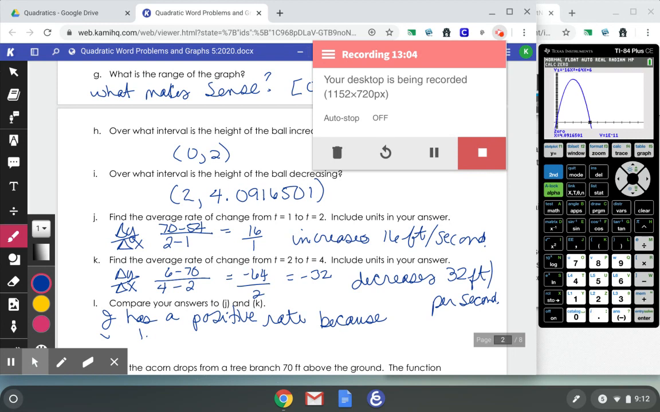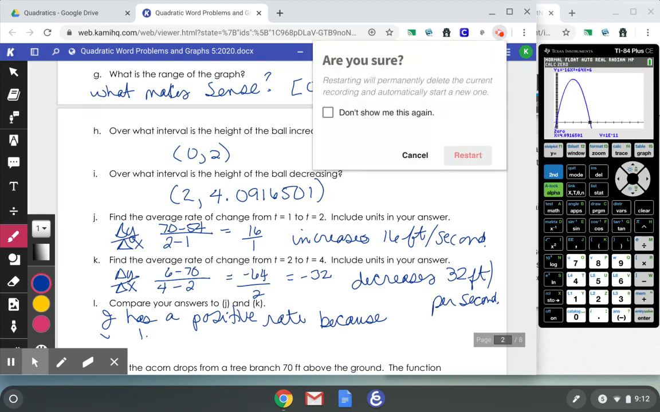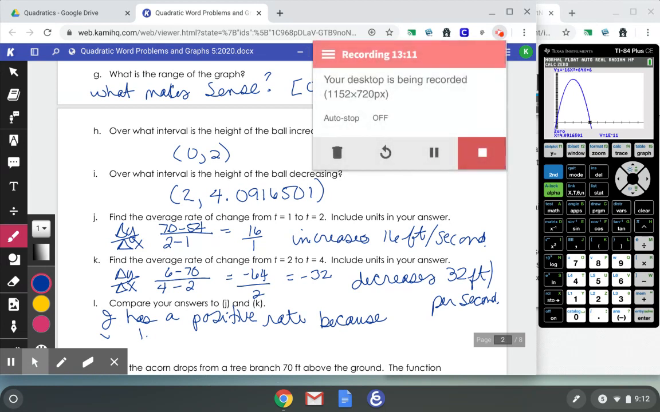Okay, so comparing J and K. J has a positive rate because the ball is thrown up. And K has a negative rate because the ball is coming down.